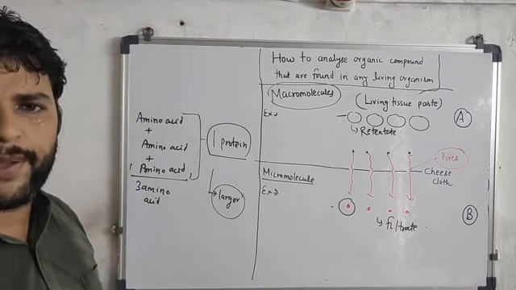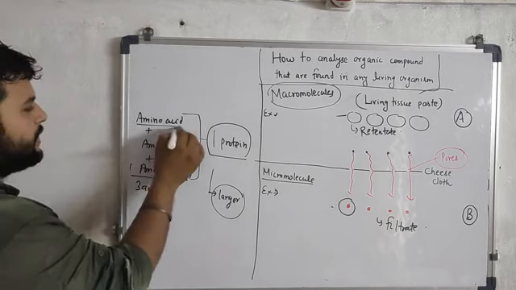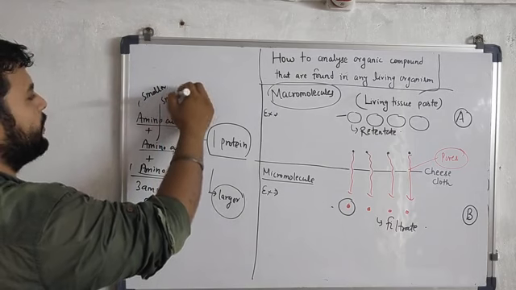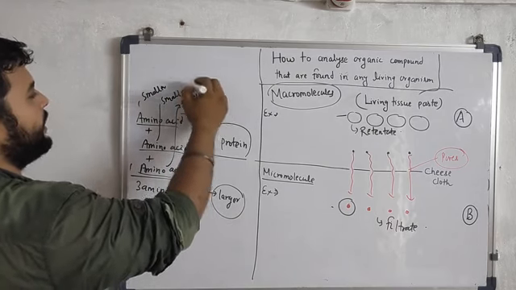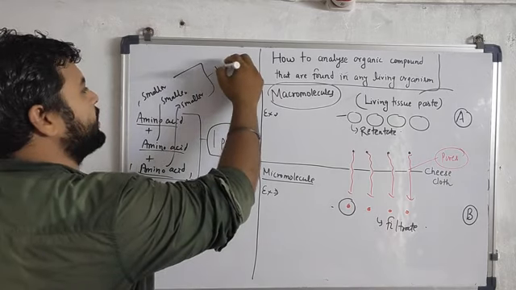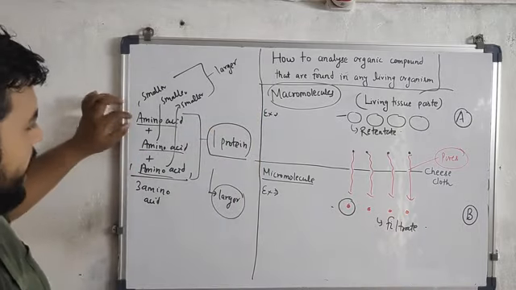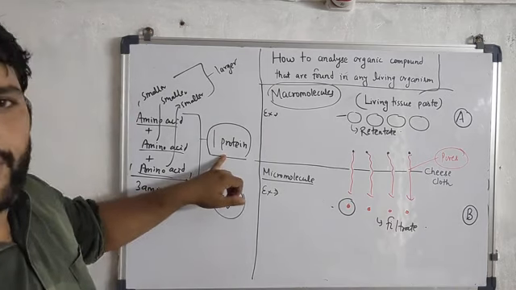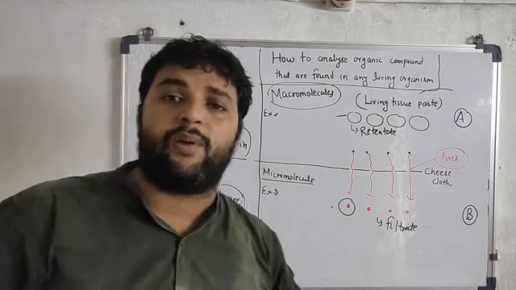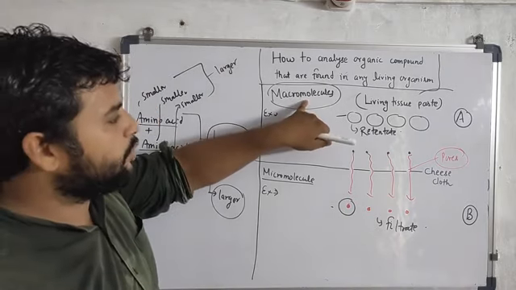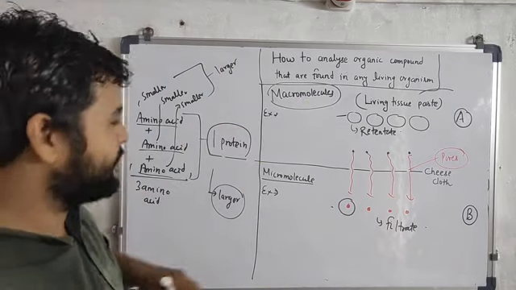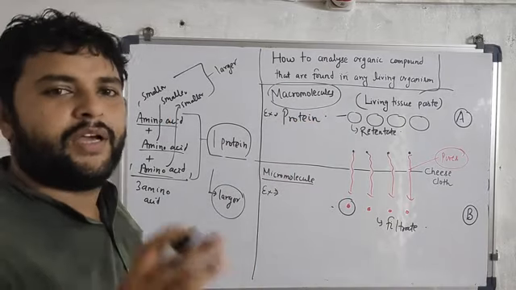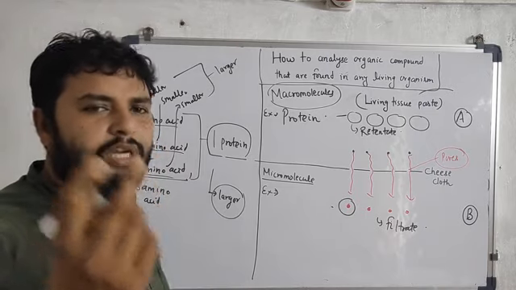This means these are the smaller units. Amino acid is smaller. So when smaller units combine, we get a larger molecule. This means amino acids are the smaller unit, and protein is basically a larger unit because it is formed by combination of several amino acids. So protein is a larger molecule, formed by combination of tiny or small amino acids.